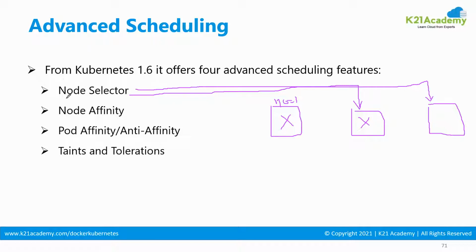So this is called a node selector. Based on the label, you can select the node and deploy your payload on it, right? Then there is node affinity and node anti-affinity. These are the two options available. Node affinity is nothing but deploy the pod on the specific node, and node anti-affinity is nothing but do not deploy the pod on that specific node.